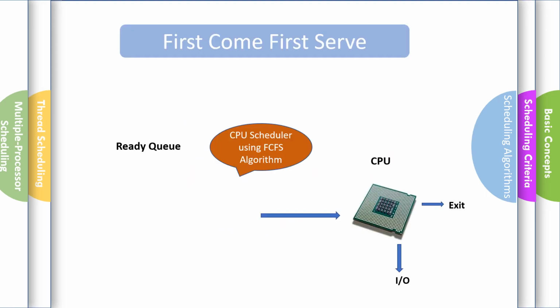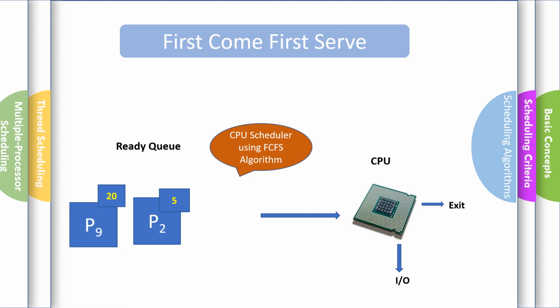This is the scenario where we have the CPU, we have the IO, and we have the CPU scheduler, which is FCFS algorithm based. So P4 has entered the system with a CPU burst of 14. This process will be allocated to the CPU because it's the only process in the system. Next, P2 comes into the picture and this process has a CPU burst of 5. CPU burst of 5 means it has 5 milliseconds of task to be completed in the CPU. Next we have P9, which has a CPU burst of 20 milliseconds.